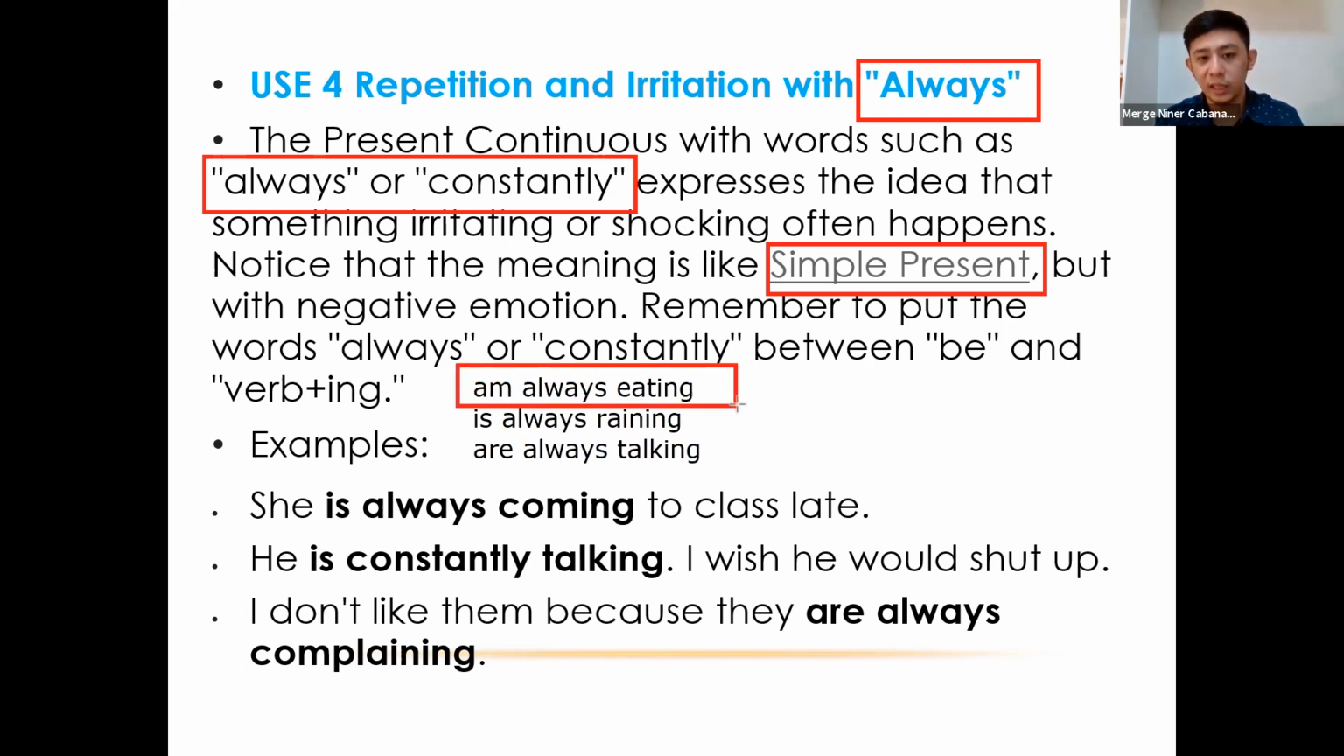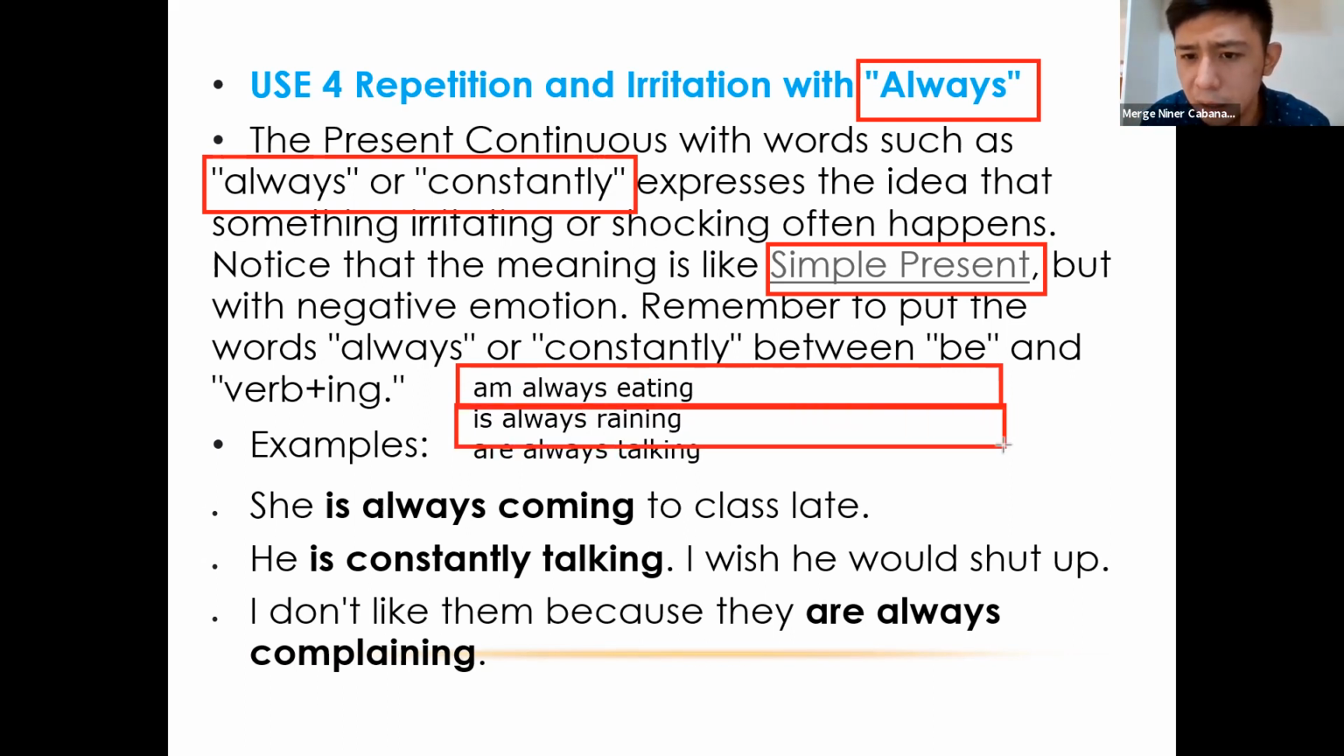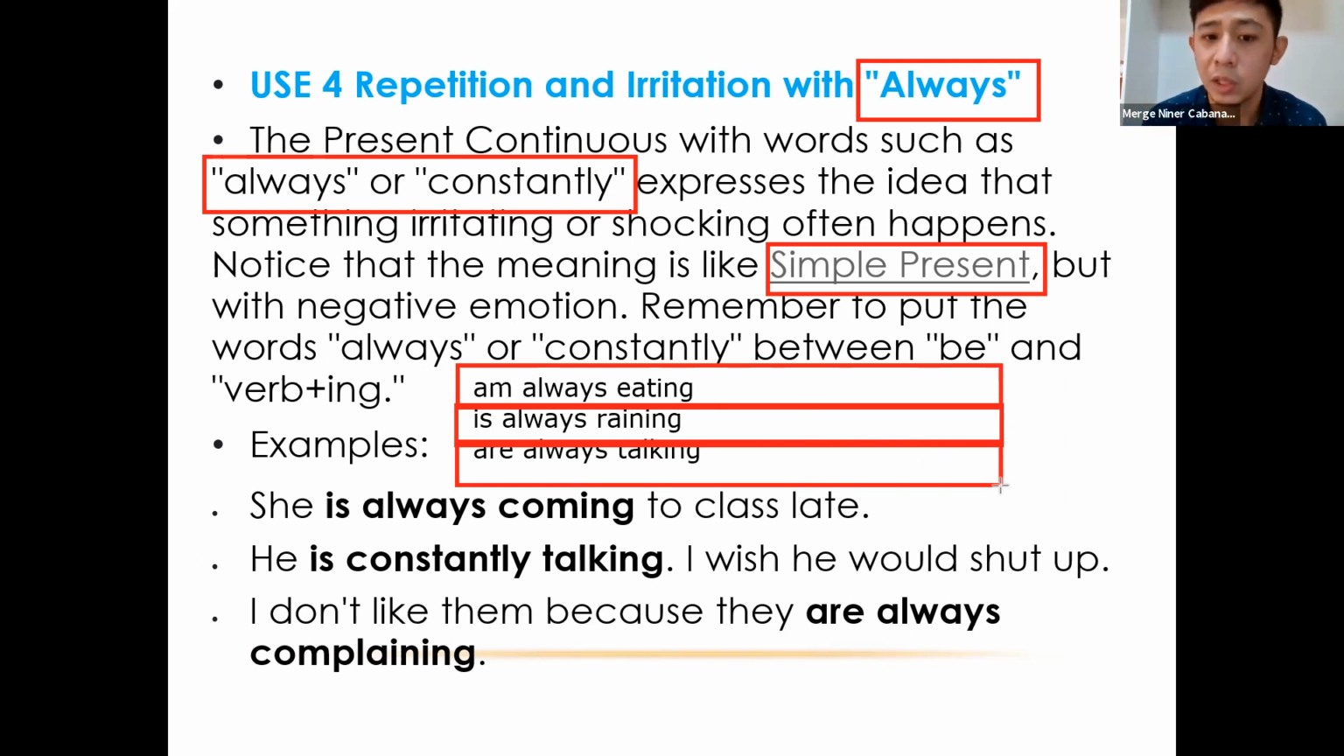So, I am always eating sweets. I hope that I don't crave for sweets anymore. It means that I'm not happy about this. I'm irritated. There's a negative emotion inclined to it. It is always raining. I hope it stops because my clothes are having trouble drying. Okay. They are always talking. They're always gossiping about their classmates. So it means there's irritation. There is a negative emotion.